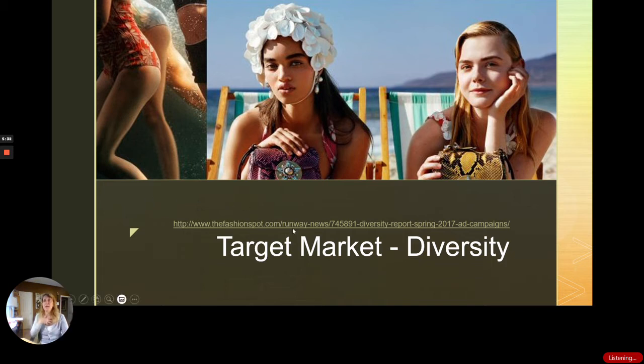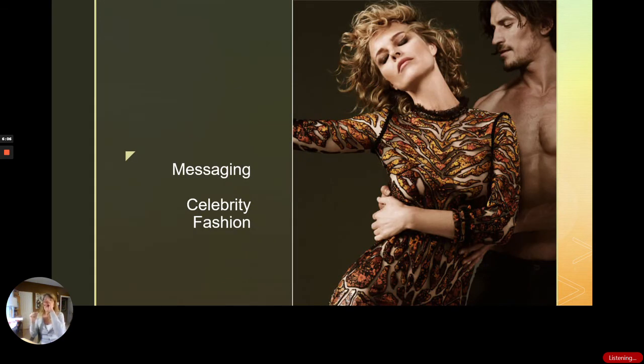In the Fashion Spot article you see here, it will explain that a little bit further, but basically it shows the diversity and has a bit of a report from spring 2017 on ad campaigns, and how what we used to see in fashion, all the beautiful white models, super skinny and super thin, is not where we are today for most brands. It's a mix of ethnicities, it's a mix of sizes, and there's just a much broader diversity, which is terrific, actually.